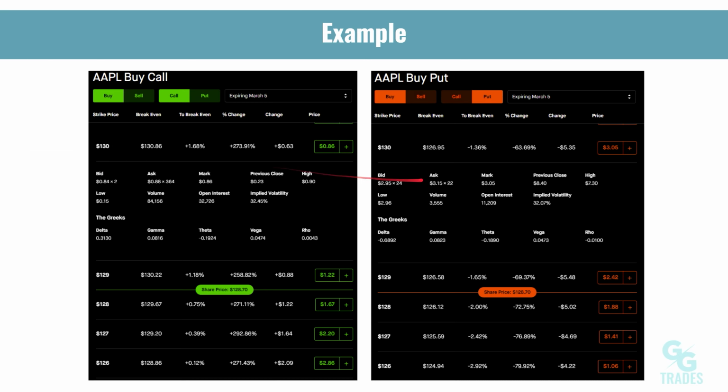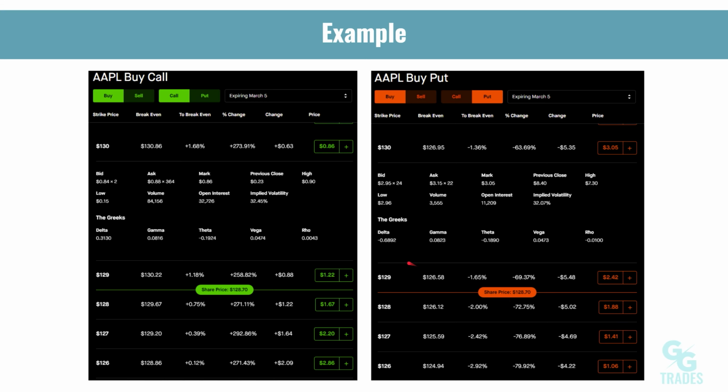When it comes to the put side, this is the opposite. So as you can see, here's that line I was talking about. Everything above 128, so 129, 130, these are considered in the money on the put side. As you move down towards the lower prices, these are considered out of the money.